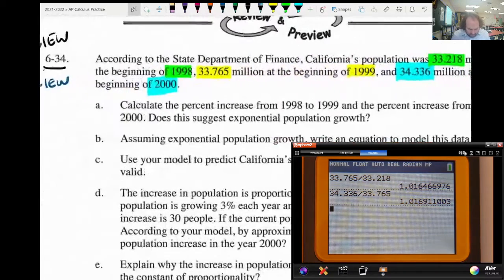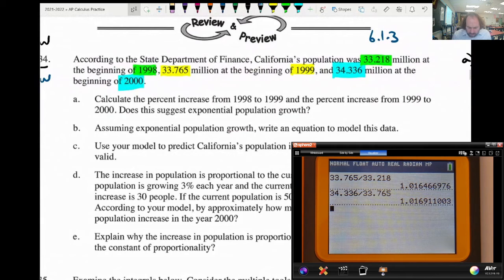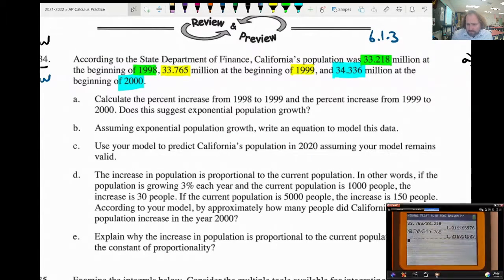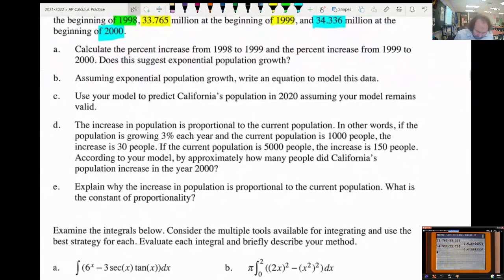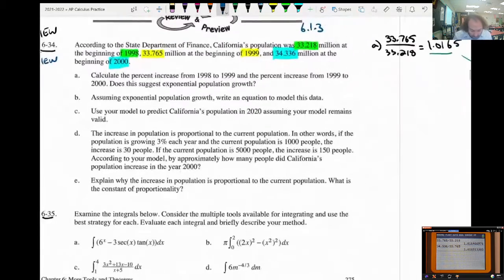Now, question B, assuming exponential population growth, we want to write an equation to model this data. Here's where your pre-calc or maybe Algebra 2 comes into play. We do teach this in Algebra 1 also, but all we've got to do here is write an equation. How about y equals? We'll start there. Usually what you want is your initial amount. It kind of depends, by the way, on which year you're going to start with. But let's use the year 2000 since that's the last one that we have.